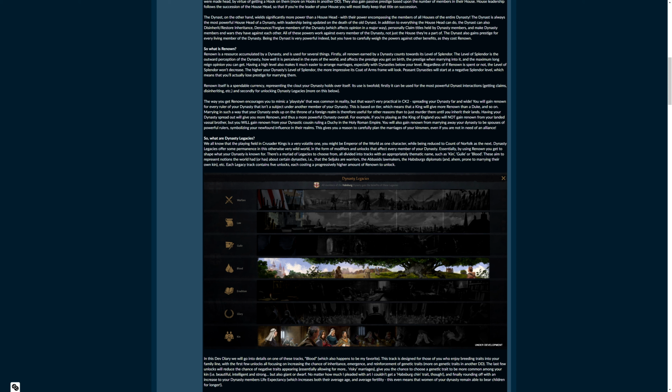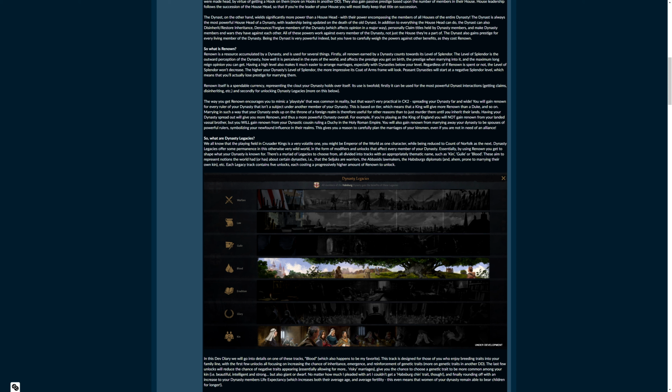So it affects the prestige you get on birth, the prestige when marrying into it, the maximum long reign opinion you can get. Having a high level also makes it much easier to arrange marriages, especially with dynasties below your level. Regardless of whether renown is spent or not, the level of splendor won't decrease. So you get the renown, that renown counts to the splendor. If you spend your renown, it's still in the splendor count.